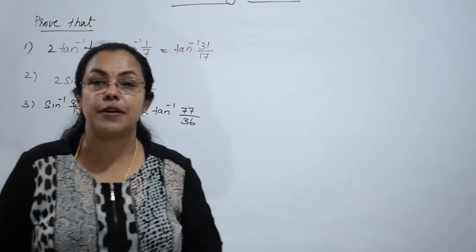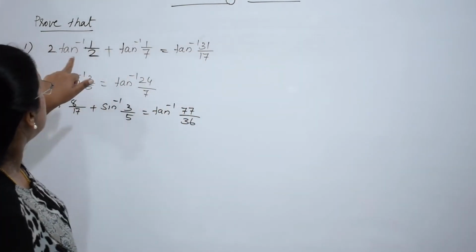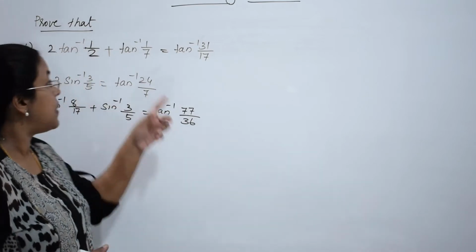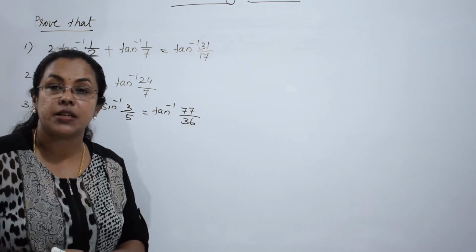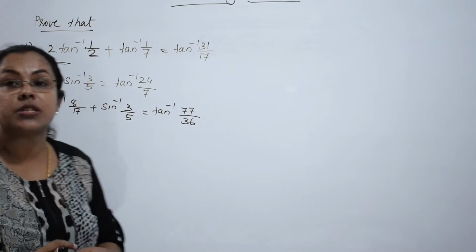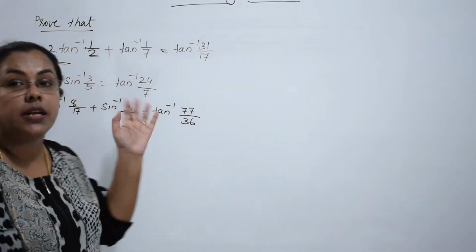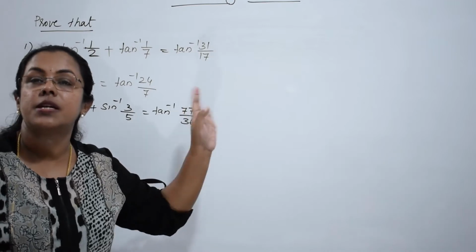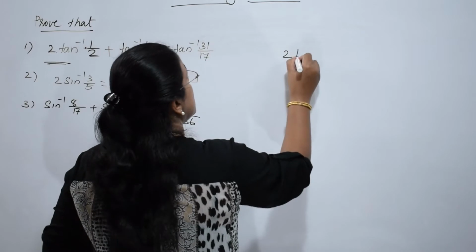Okay, now we will practice some questions related to the properties. First one, prove that 2 tan inverse half plus tan inverse 1 by 7 is tan inverse 31 by 70. Look at the question carefully. It is not tan inverse half, it is 2 tan inverse half. So first of all, use the property here. Then it will reduce to the form tan inverse x plus tan inverse y. So we will start the question.